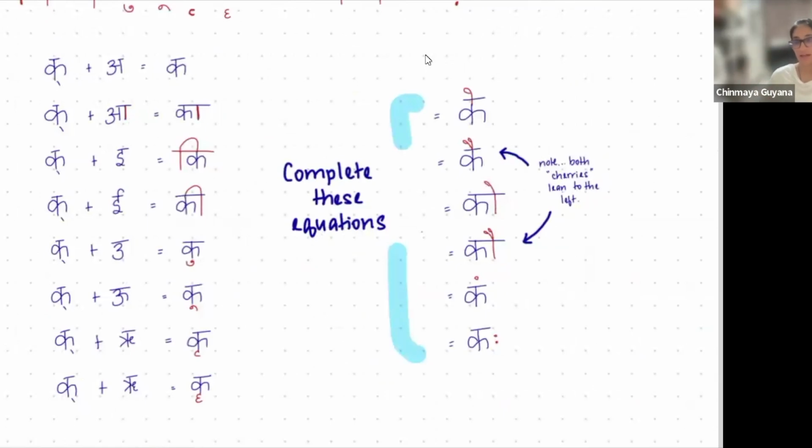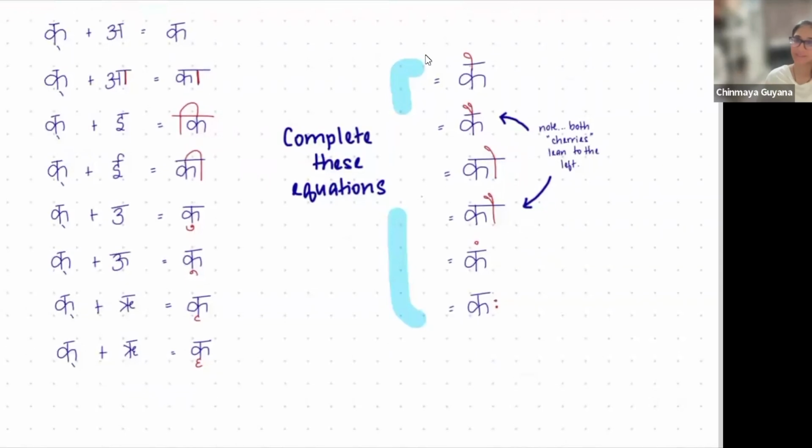So I hope you all had a chance to do your homework. The answers to these equations were already there because you just have to write what letters you know: ka halant plus A, I, O, O, aha. It was not rocket science. It was really not rocket science, right? But it's not about not knowing the answers.